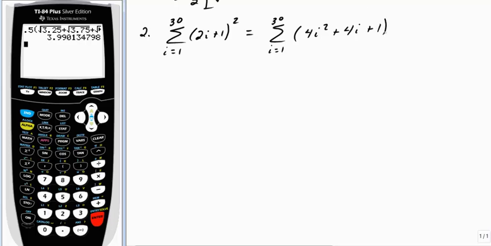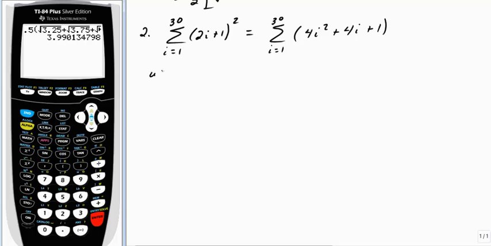Please don't be one of those students that thinks that a binomial squared is just the first term squared plus the second term squared. You always have that middle number, which is always just 2 times the first term times the second term. Always works out that way. Now, we'll use our summation formulas in the section.